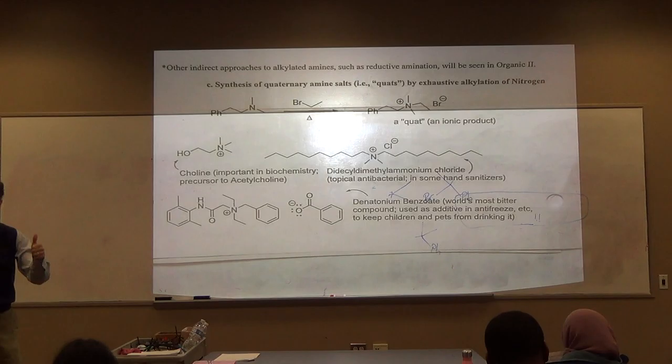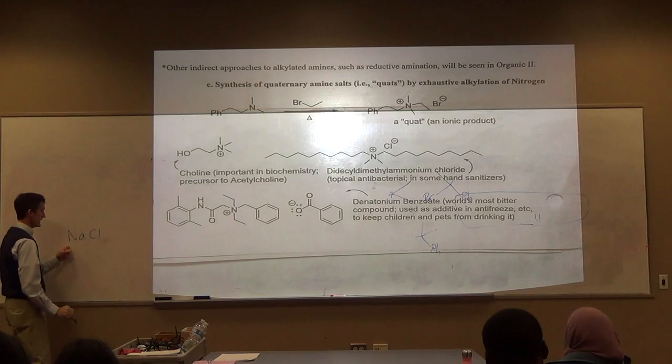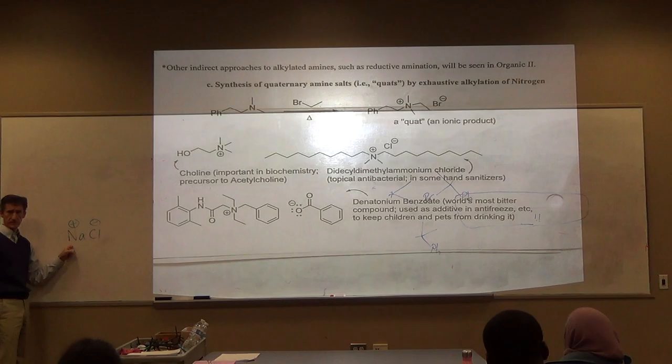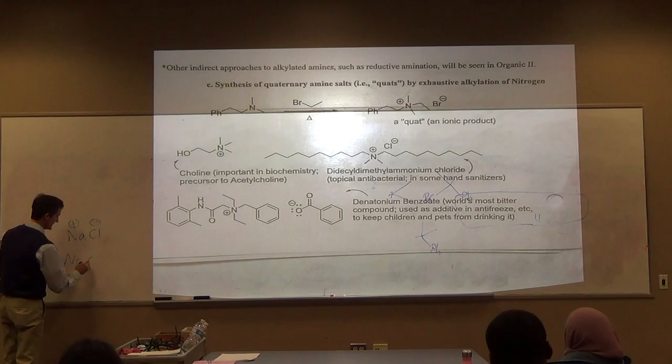A salt is a positive and a minus. One of the simplest salts you can have is sodium chloride, Na+ Cl-, right? But these are just atomic. Then you can have polyatomic, like sodium acetate. That's polyatomic, if organic, okay?